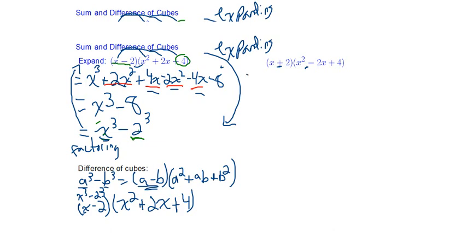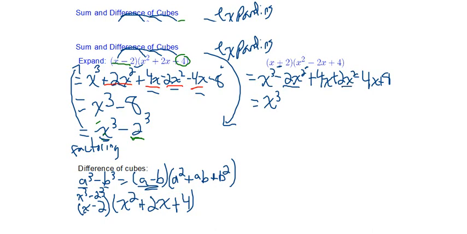And if we expand this all out, we'll end up with an x cubed minus 2x squared plus 4x plus 2x squared minus 4x. Plus 8. And if we collect all of our like terms, we'll get x cubed. Again, notice these square terms have opposite signs, so they're gone. The x terms have opposite signs, and they're gone. And just a reminder, we could write this as x cubed plus 2 cubed.